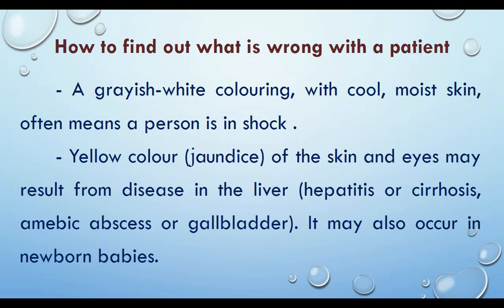Yellow color, jaundice, of the skin and eyes may result from disease in the liver, hepatitis, or cirrhosis, amoebic abscess, or gallbladder. It may also occur in newborn babies.